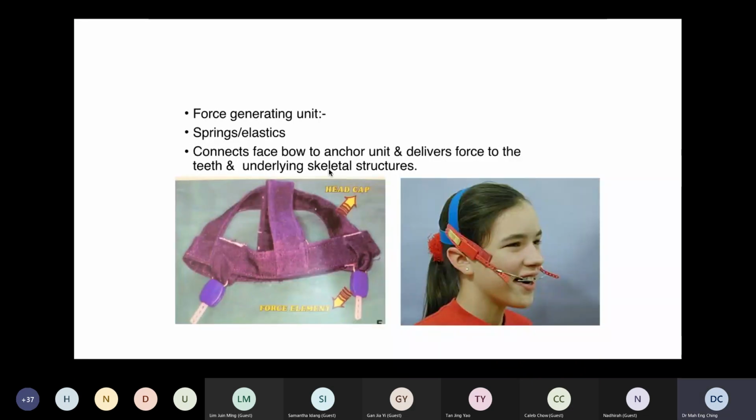So the force generating unit is a spring or elastic. So this one is a spring. This one is a spring also. Sometimes we can use a rubber band, the elastic. So it connects the face bow to the anchor unit and delivers the force to the teeth and the underlying skeletal structures. Because you're trying to move the jaw, and the jaw is attached to the teeth. So you're attaching something to the teeth, and hopefully the teeth will direct the force to the jaw, whether upper or lower.